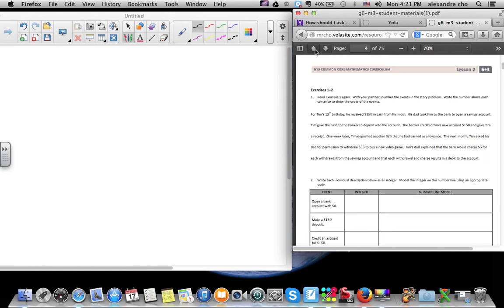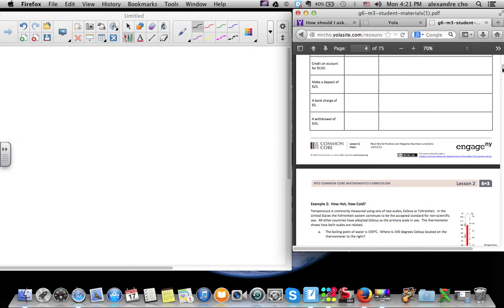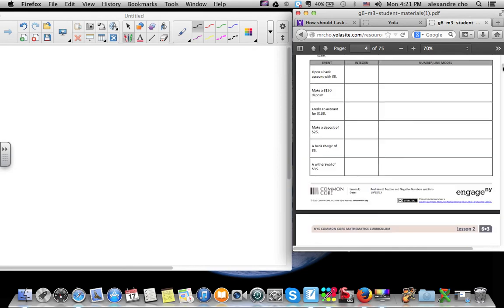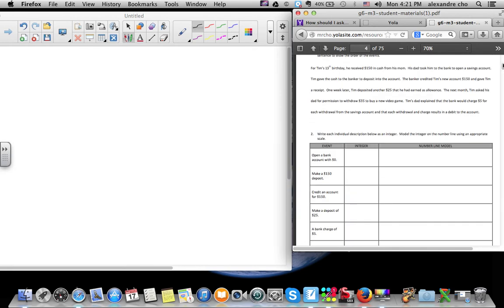Page 4. Okay, so there's a bunch of things going on here. And we want to describe an integer for each scenario. So, it's not that difficult. Alright, so write each individual description below as an integer. Model the integer on a number line using the appropriate scale.